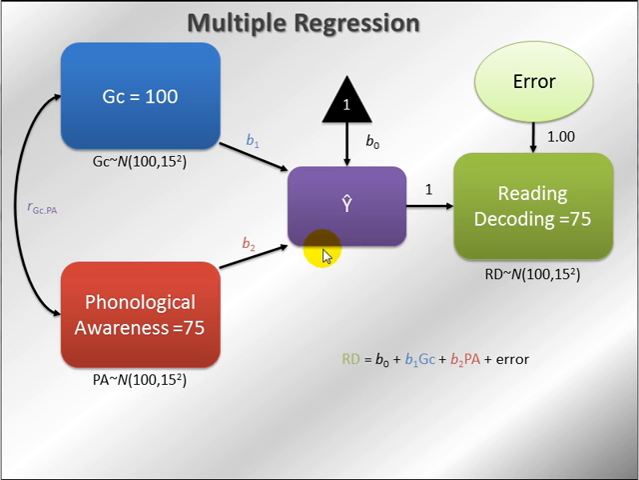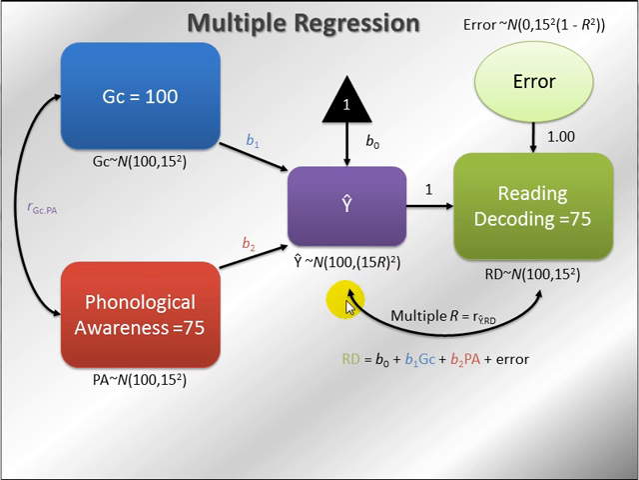The predicted score y also has a certain distribution. Y hat has a normal distribution also with a mean of 100, but its variance is not 225. The standard deviation is not 15 squared. It is 15 times the multiple correlation squared. Now what is this multiple correlation? The multiple correlation is the correlation between the predicted score and the actual observed score, reading decoding.